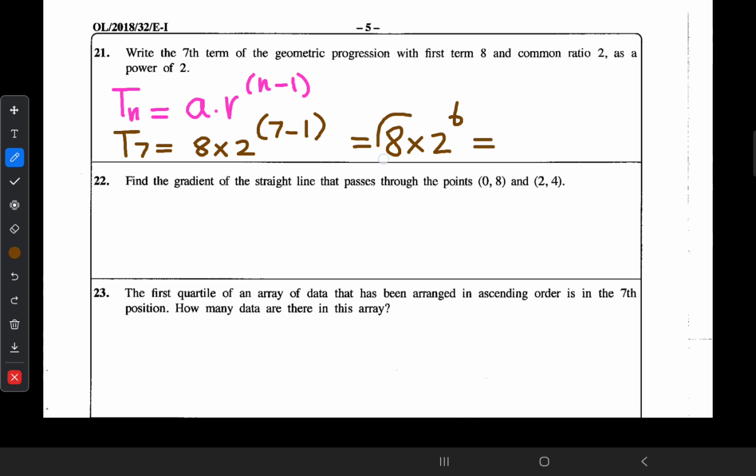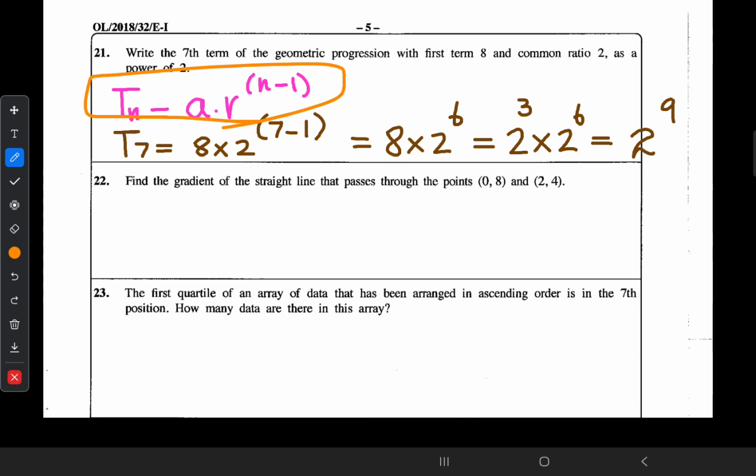So I can write 8 as 2 to the power of 3, multiplied with another 2 to the power of 6. If the same bases are multiplied, we can add the indices. So it would be 2 to the power of 9. I'll repeat once more. This is the formula in geometric progression to find the general term. You can substitute the relevant values: 8 into 2 to the power of 6. Instead of 8, we can write 2 to the power of 3.